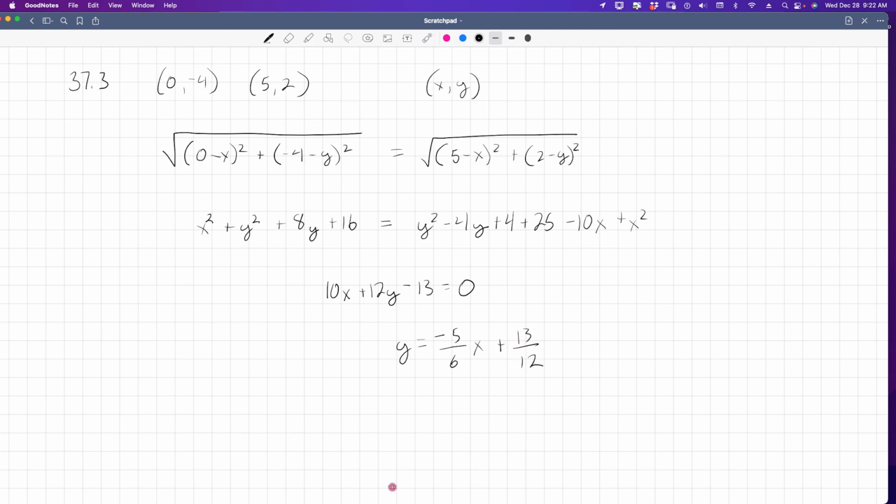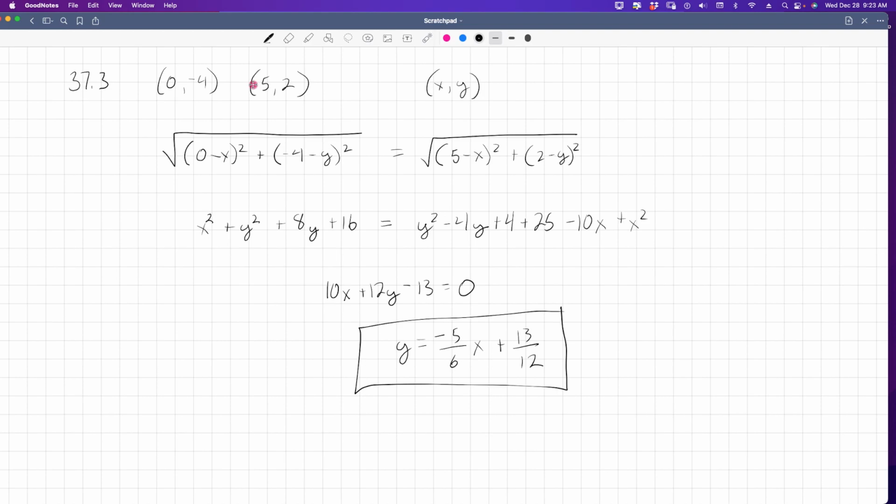Now, obviously, I skipped several steps. When I combined the like terms, I got this. When I solved for y, I got this. So this would be the line that represents the locus of points that is equidistant between these 2 points.